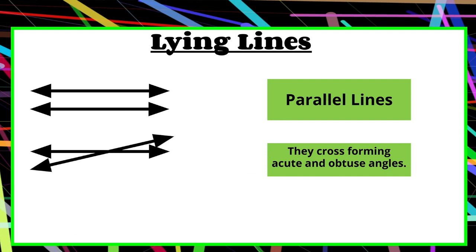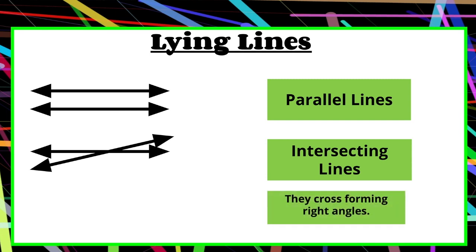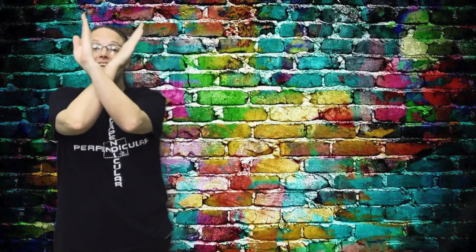So they can form V's. These are called intersecting lines. And finally, we have those special intersecting lines that cross, forming right angles, or square angles, or 90 degree angles. So we have our three types of lines: parallel, intersecting, perpendicular.